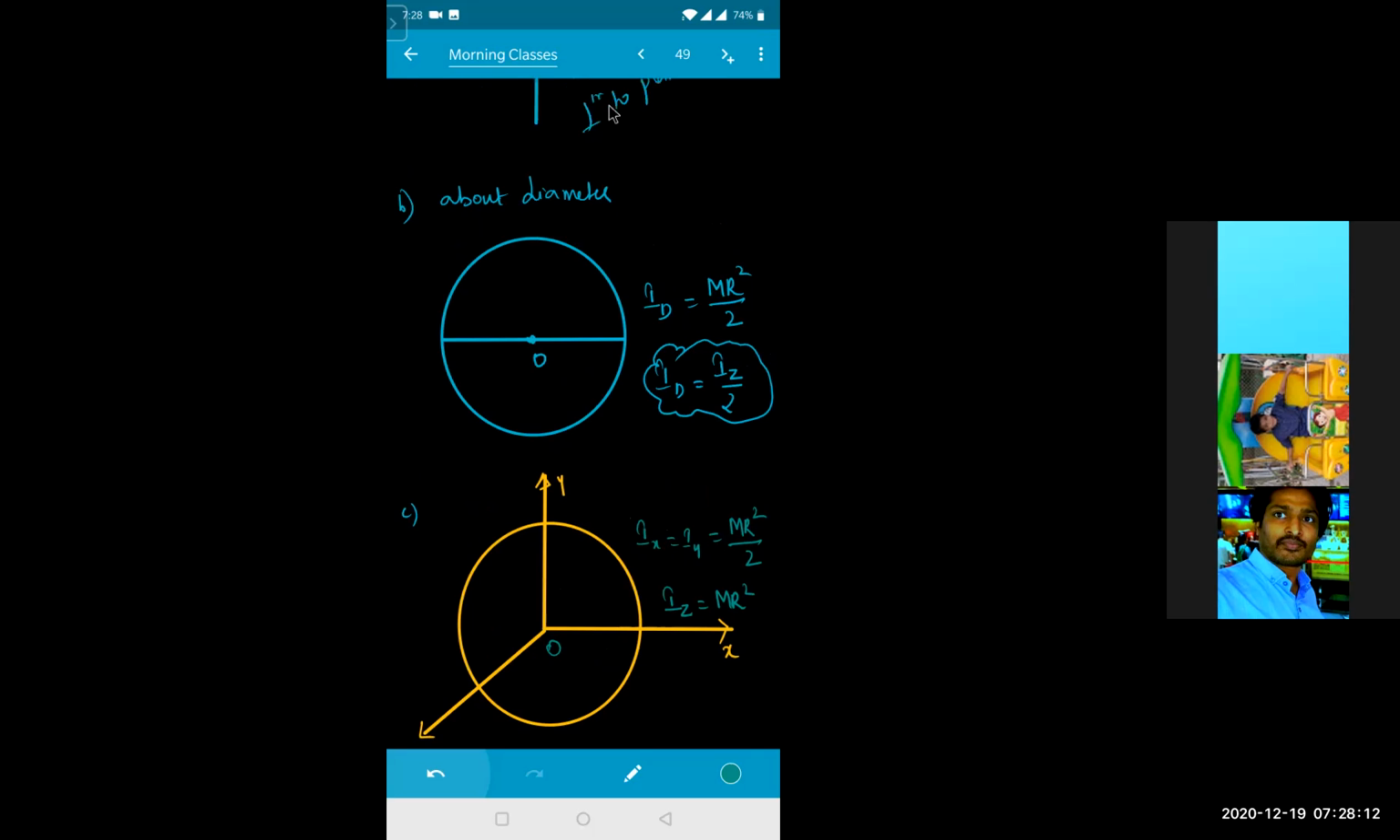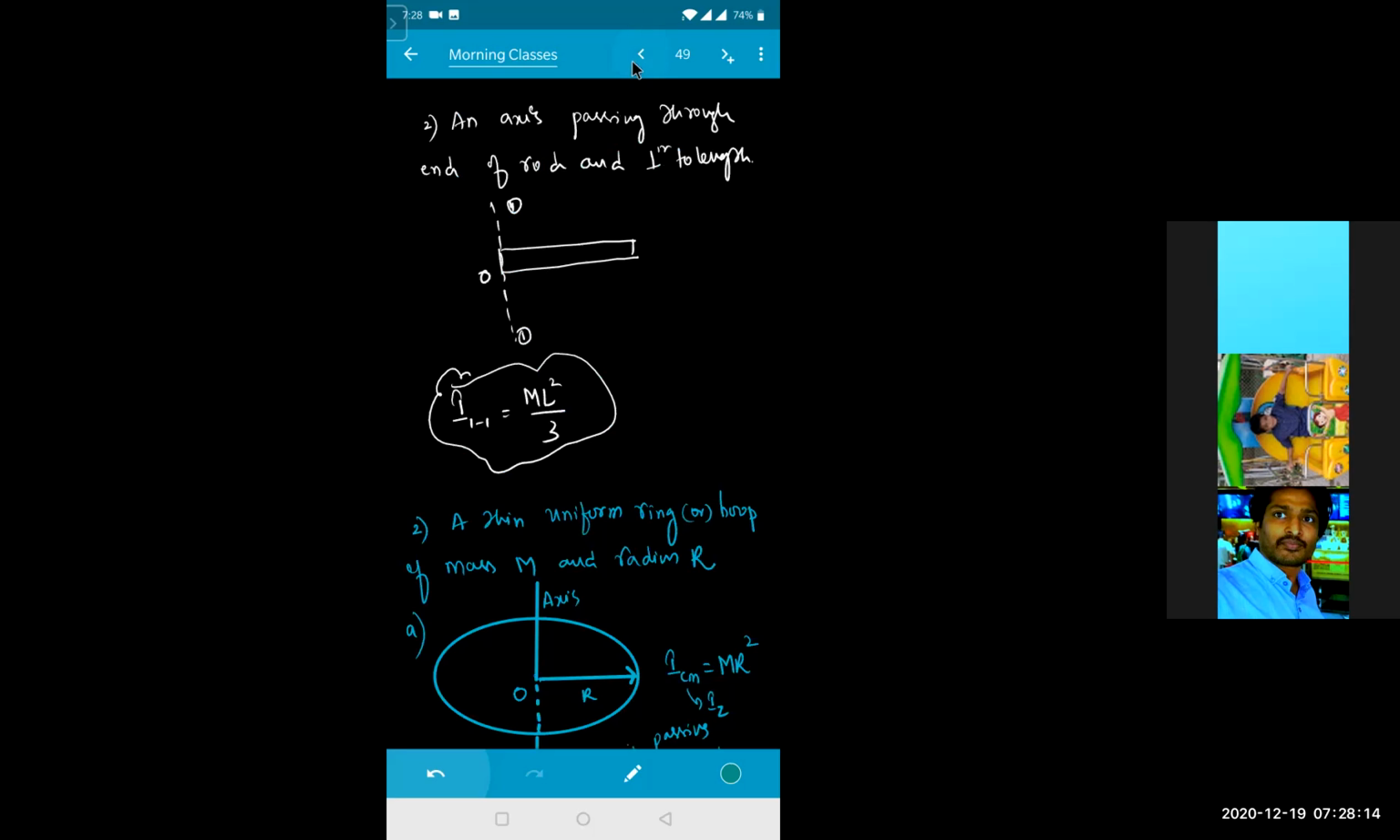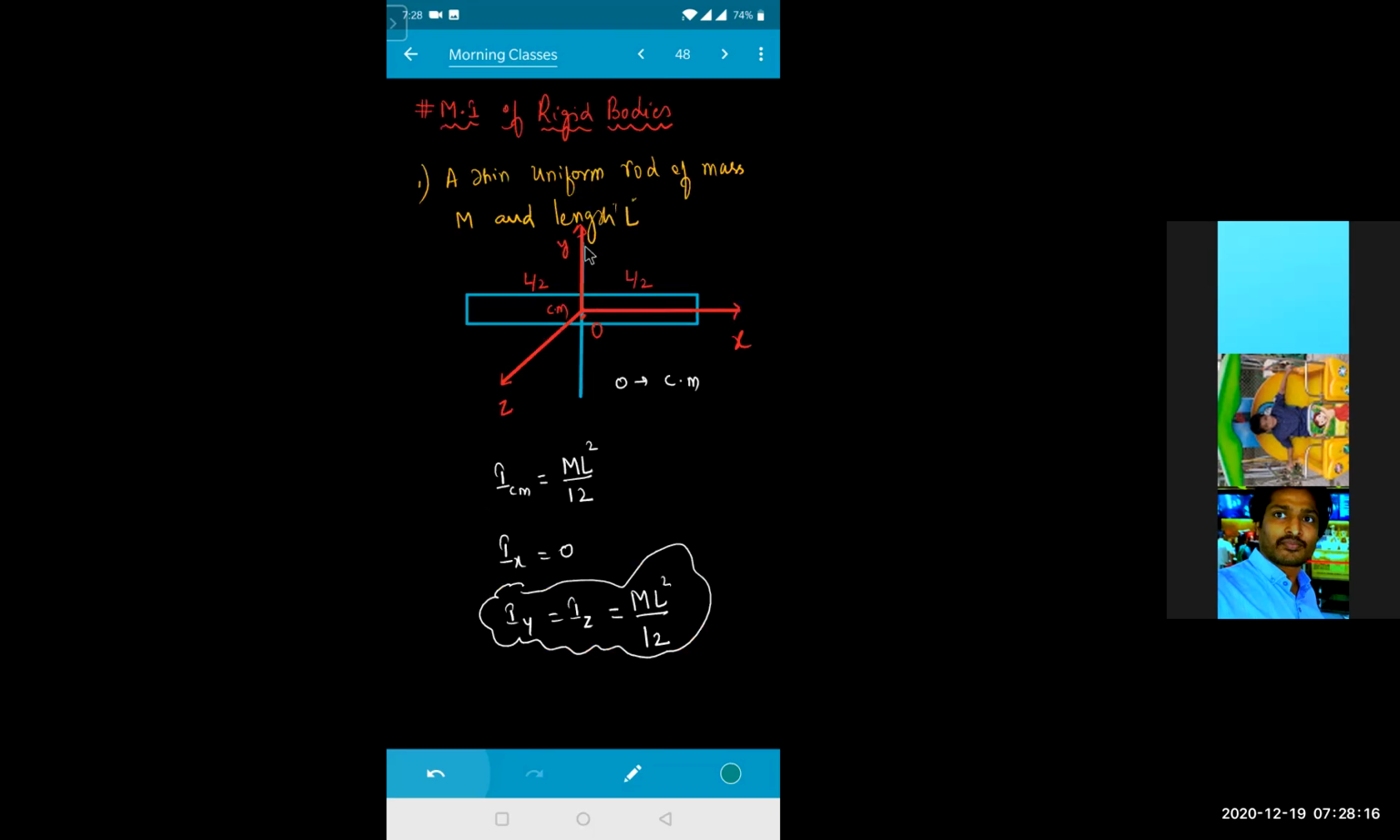So I hope you got an idea related to this. Moment of inertia for a rod, if the axis is passing through the center, is how much? ML square by 12. About one end, if I am taking the axis, then it is ML square by 3, sir. That's one end. ML square by 3.